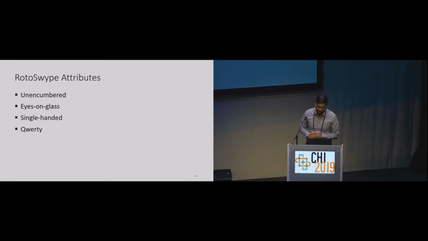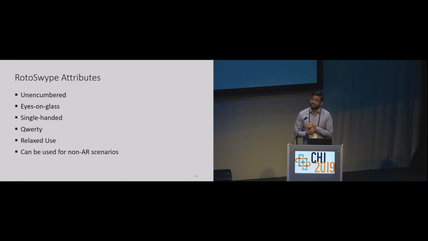So overall, RotoSwype achieves high performance while adhering to the 4 desired attributes that we set out to achieve. At the same time, RotoSwype also supports relaxed use, and it can be used for text input not just for AR, but for other devices as well. For example, distant screens or televisions or any other device that you can think of.